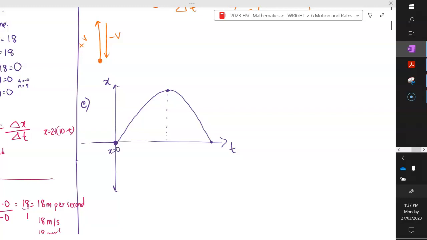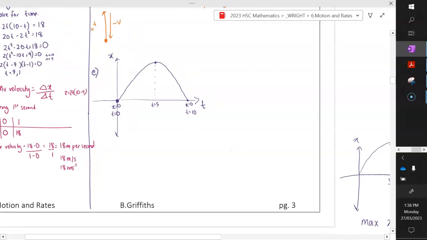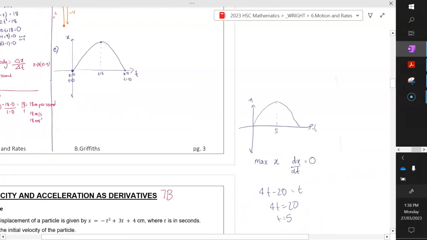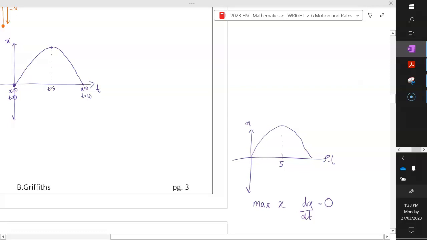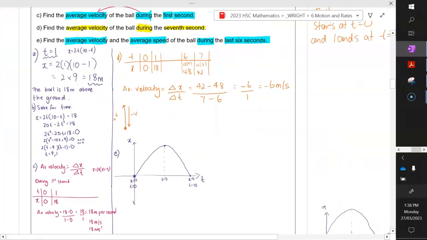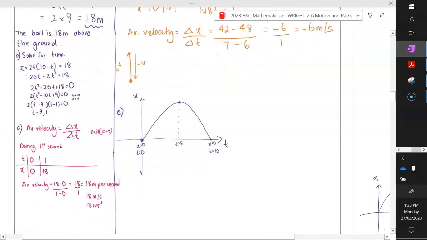So x is 0 here, x is 0 here. This x is 0 happened at time equals 10 seconds, and this happened at time equals 0 seconds. Because we're basically looking at the shape of a parabola, we can say that this is going to be time equals 5 seconds, midway. But what we can also think of is back to our derivatives, and I drew it over here briefly. We would have a turning point or a maximum when dx/dt is equal to 0. So if I let my dx/dt equal 0, just to have a little look at that, which we don't necessarily need to do for this, but I just want to show you that it still holds.